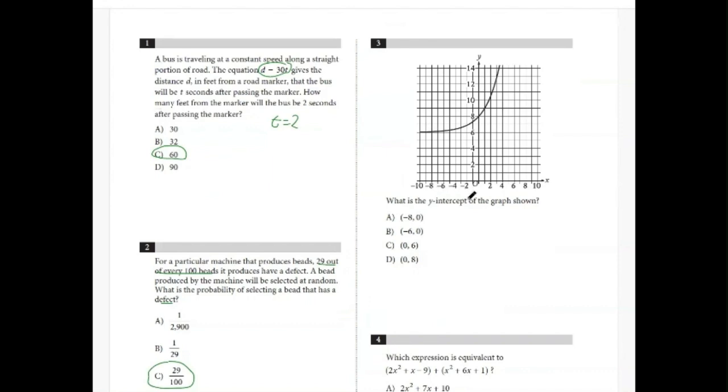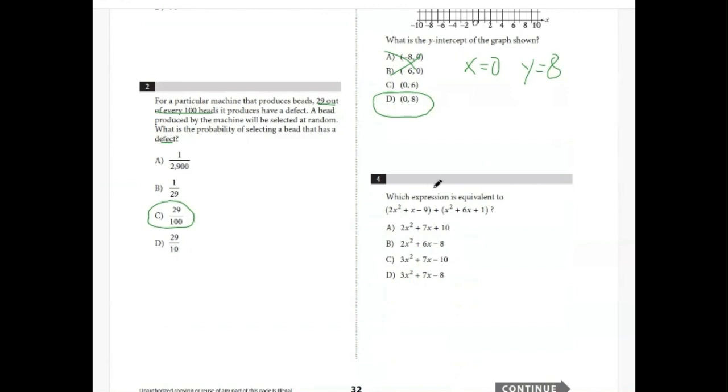What is the y-intercept of the graph shown? We're looking for when x is equal to 0. So A, B are automatically gone. And if I see here, y is equal to 8. So the correct answer choice here is D as in David.